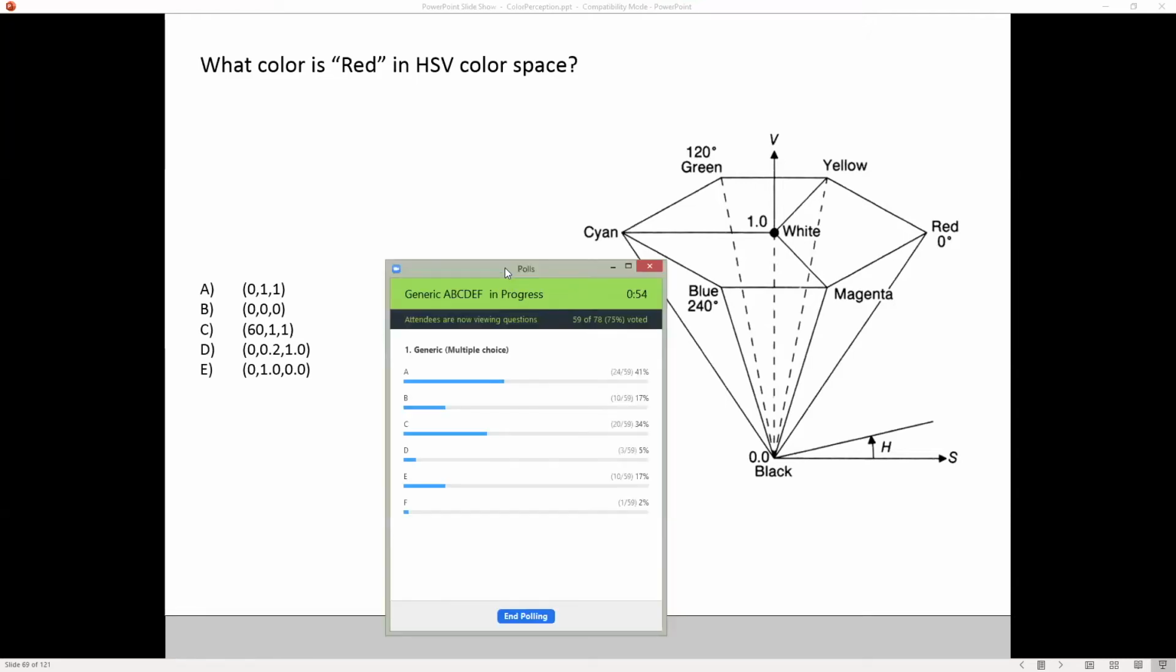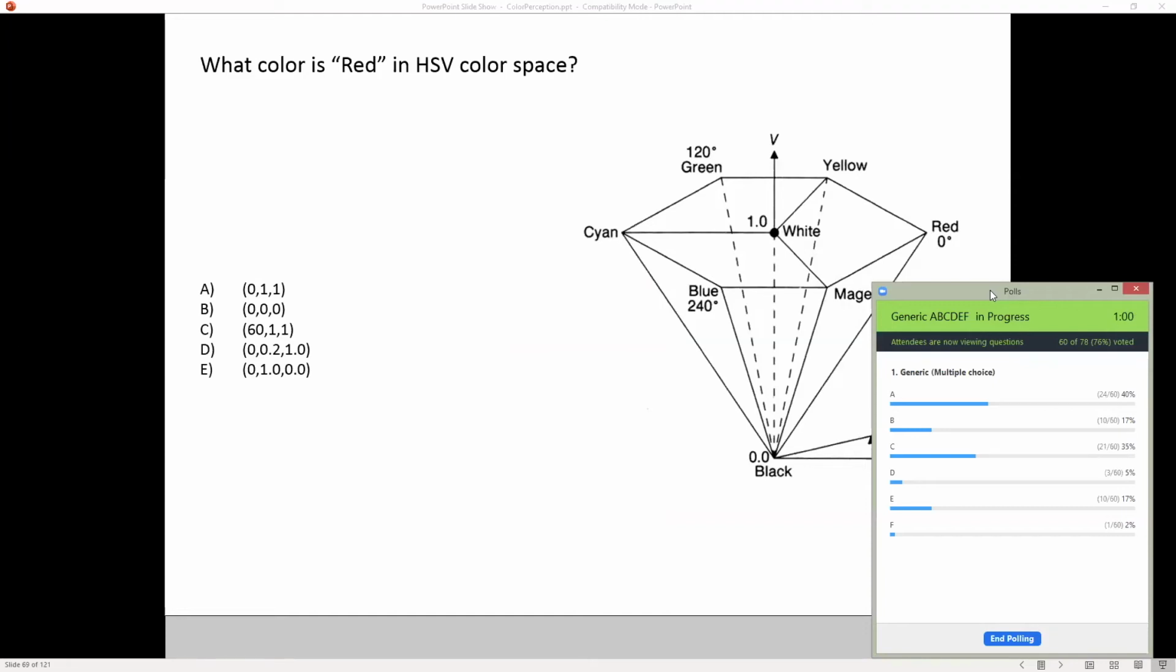Okay, now we have a real mix of different answers here. So let's take the most popular answer first and look at it, and then we'll go look at some more. So we're trying to look at hue, saturation, value. So this hue is 0 degrees. So we go to 0 degrees. So that's indeed in the red direction.